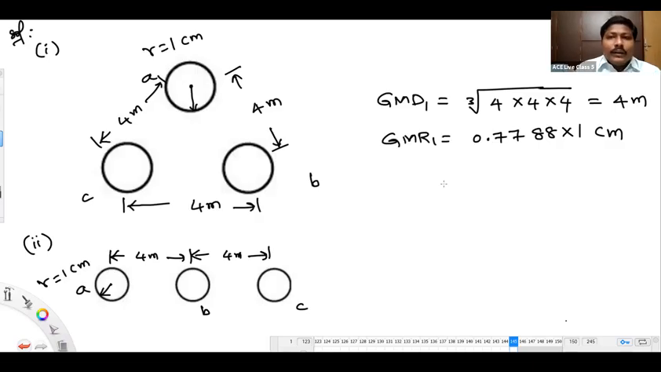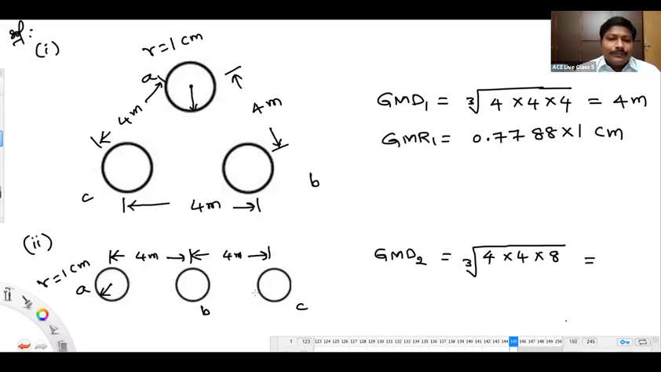See, what is the GMD of this system? Already he said it is transposed. After doing transposition, we can write GMD as cube root of DAB, DBC, DCA. So you can write this as 4 into 4 into 8 under the cube root. What are you going to get for this one?